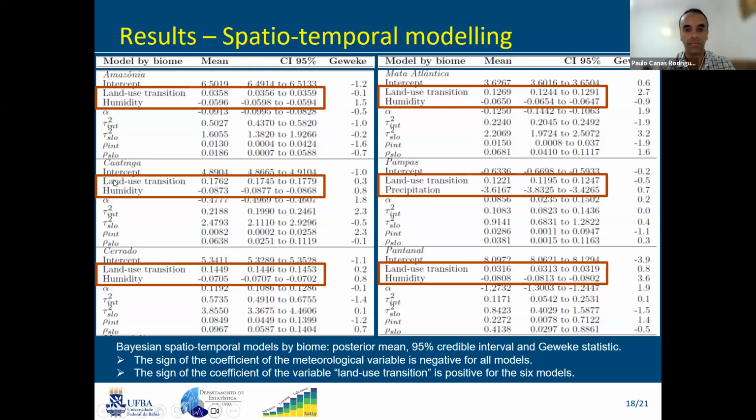For the other biomes, it is similar. Land use transition was always significant and positive, which means that it influences positively the number of fire spots. And then humidity was negative for all of them except for Pampas, where the precipitation was the variable that was more significant, also with a negative coefficient, meaning that higher precipitation results in a lower number of fire spots. So the conclusions for the environmental variables are as expected. The conclusion about land use transition from green areas to farming is something that we were not expecting. We could think of that, but it was not as clear for us.